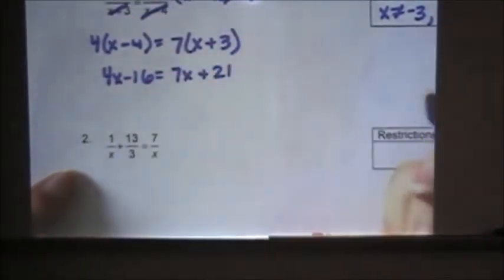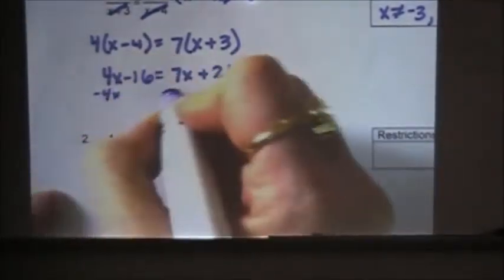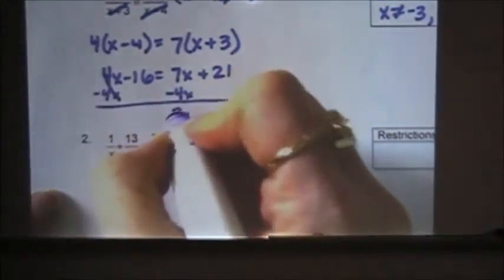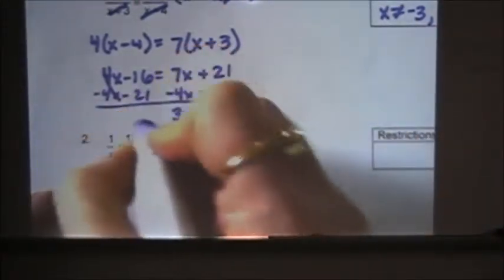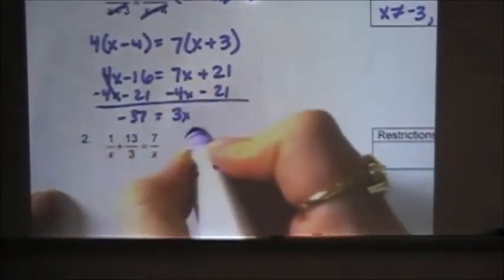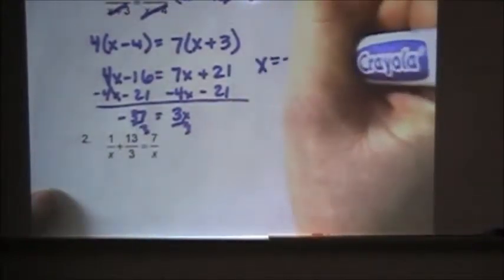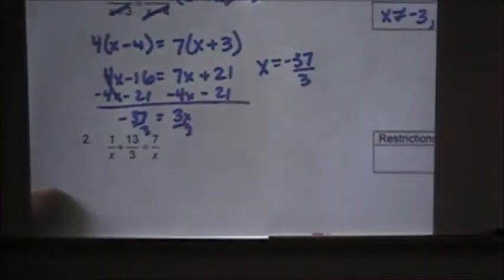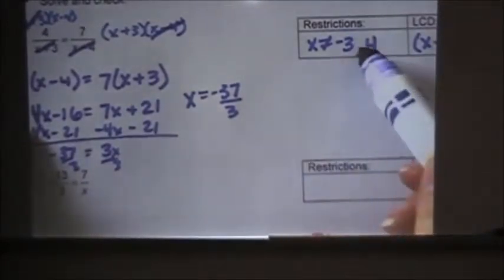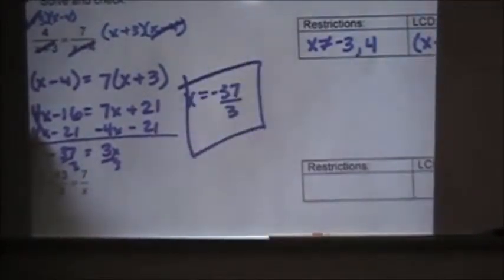Now I'm just going to distribute. I get 4x minus 16 equals 7x plus 21. And now I've got a simple equation to solve. I'm going to subtract 4x from both sides, and I'm going to subtract 21. And now I just divide by 3, and I get x equals negative 37 thirds. Now the last thing I have to do is check this. I solved, now I have to check. Check and make sure your answer is not one of your restrictions. And it's not. So that is, in fact, my answer.